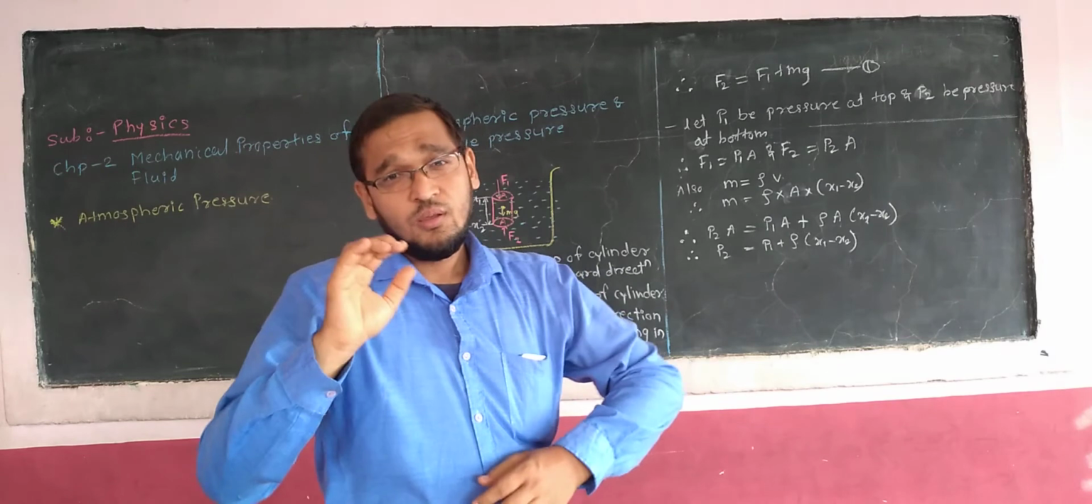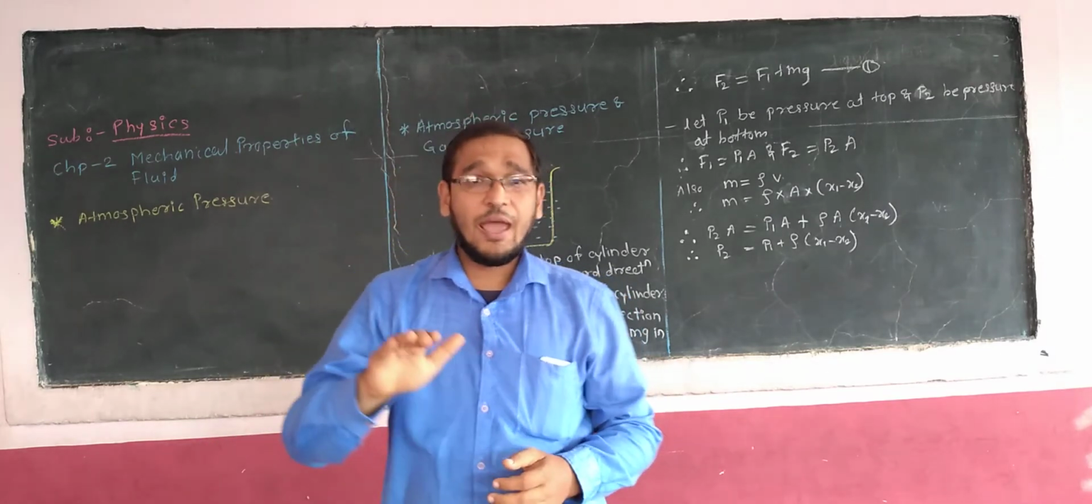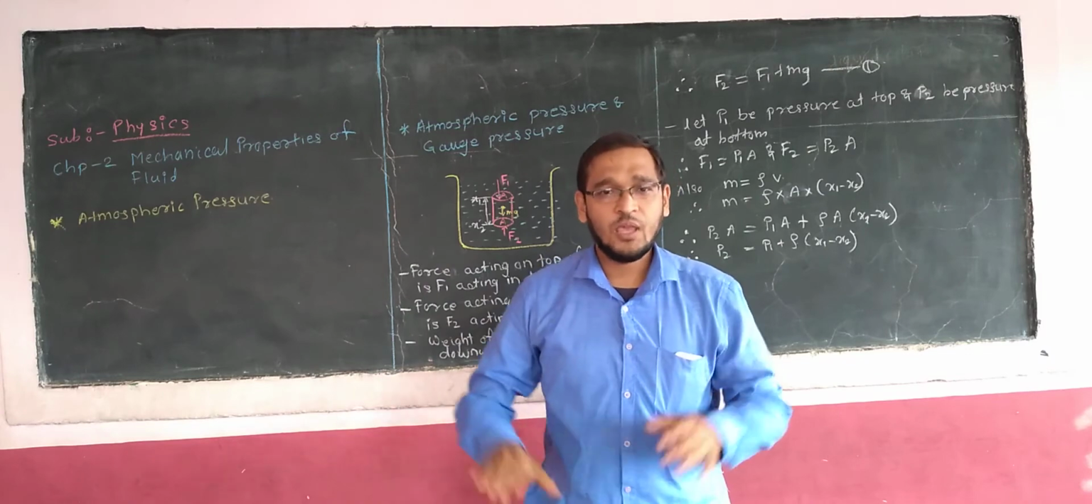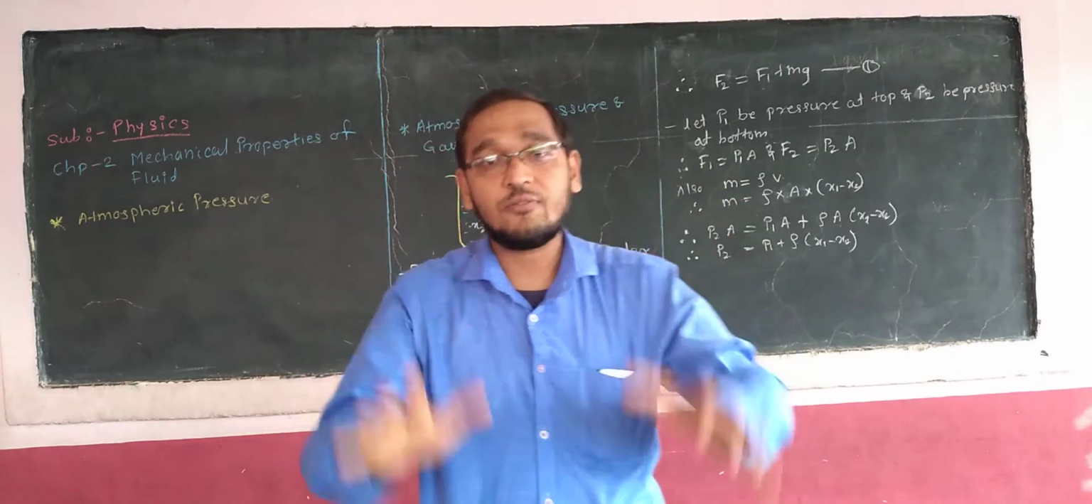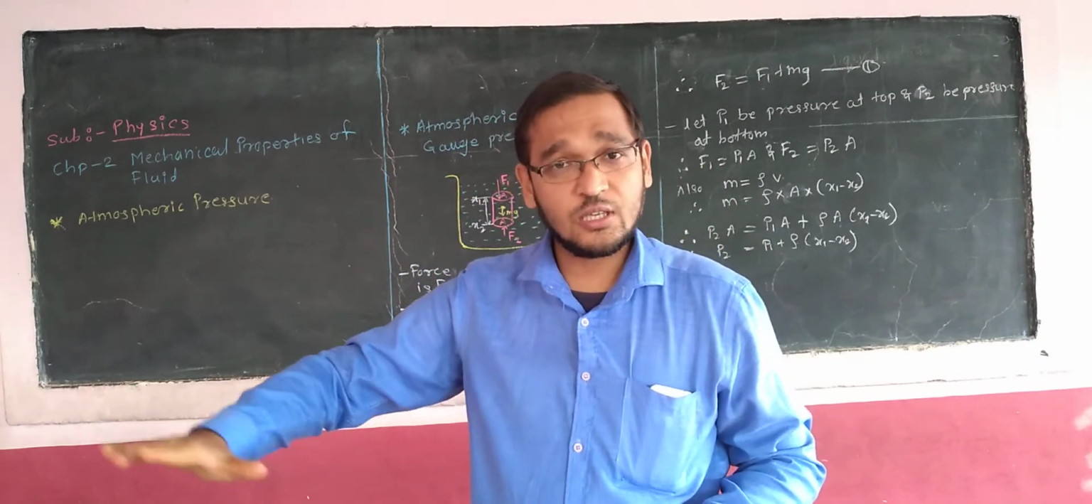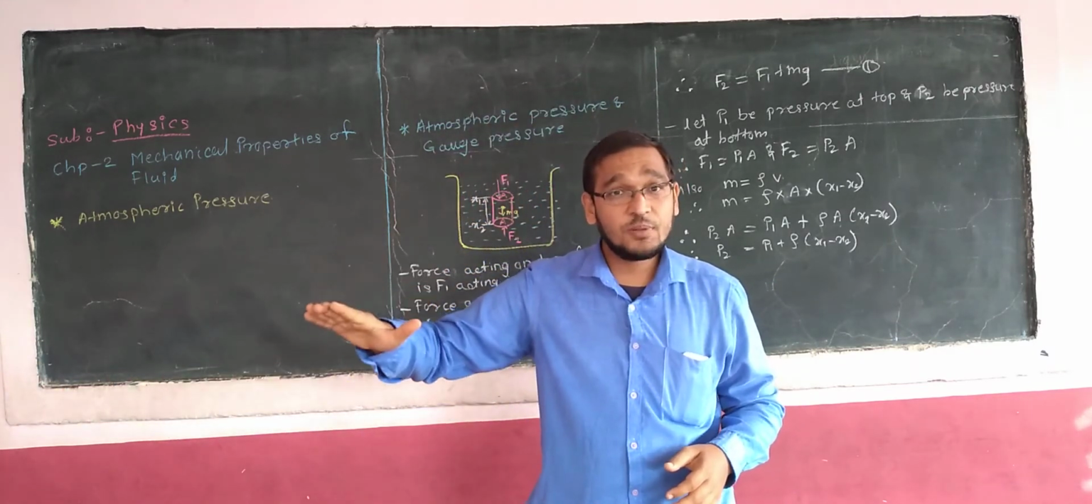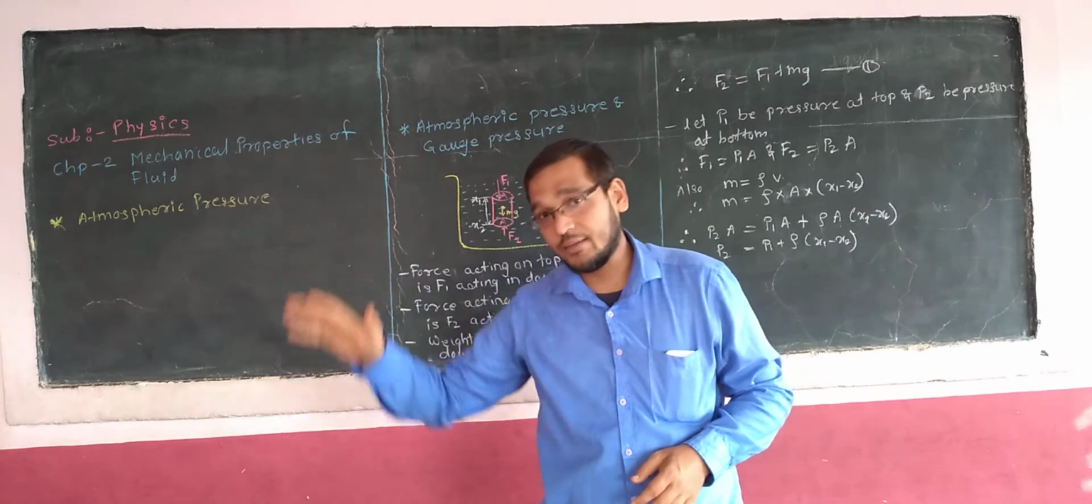Now, this atmospheric pressure at different levels on the surface of the earth is different. It is highest at the sea surface. If you go to the beach, the seashore, atmospheric pressure is highest at that place.